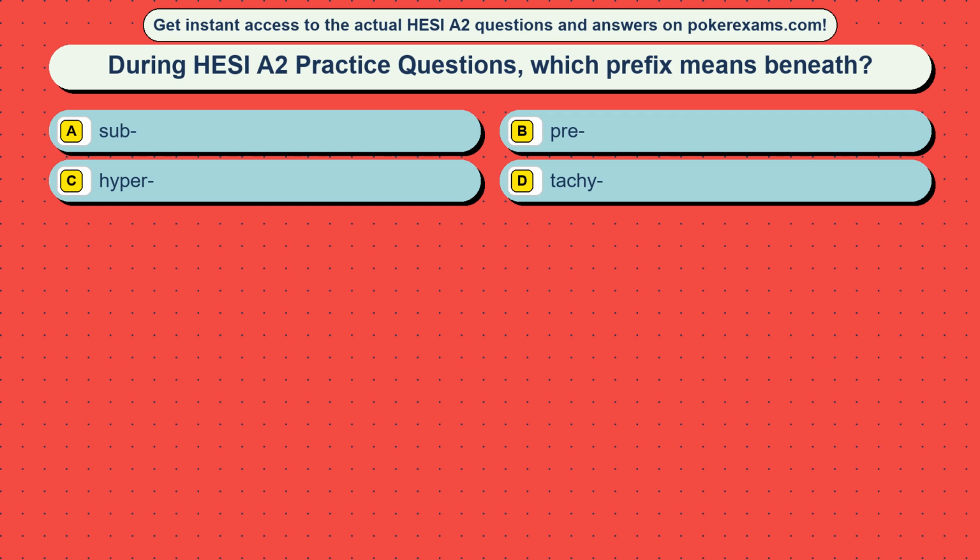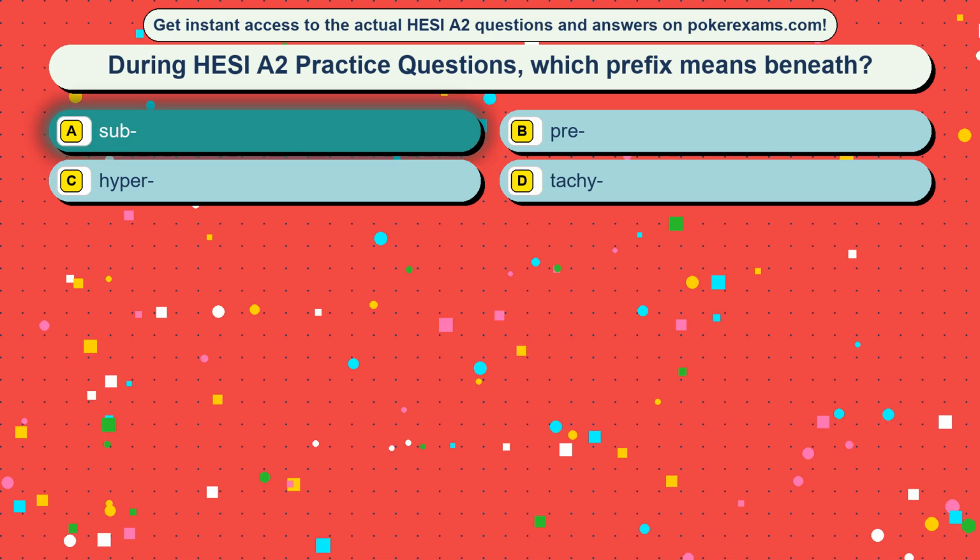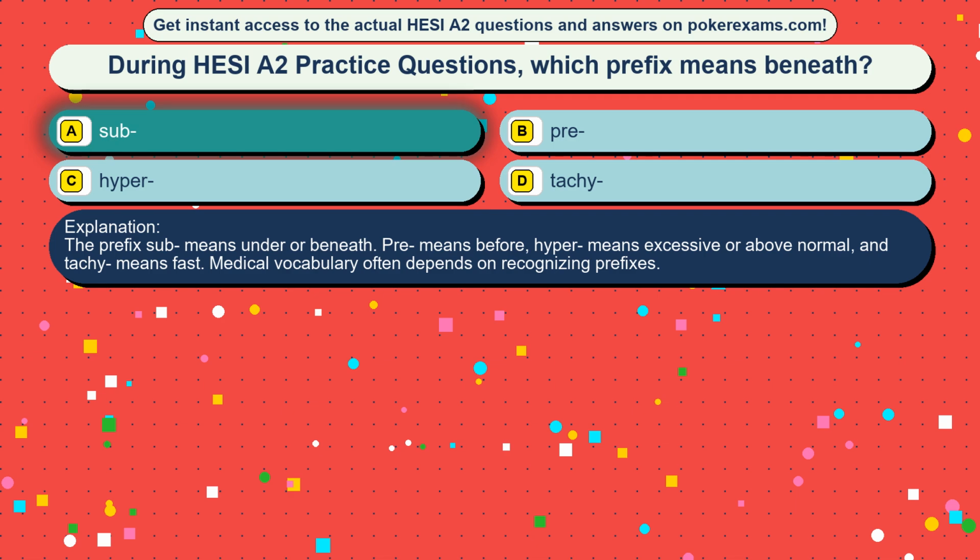Question 1. During HESI A2 Practice Questions, which prefix means beneath? Option A, sub. Option B, pre. Option C, hyper. Option D, tachy. The correct answer is option A, sub. The prefix sub means under or beneath. Pre means before, hyper means excessive or above normal, and tachy means fast. Medical vocabulary often depends on recognizing prefixes.